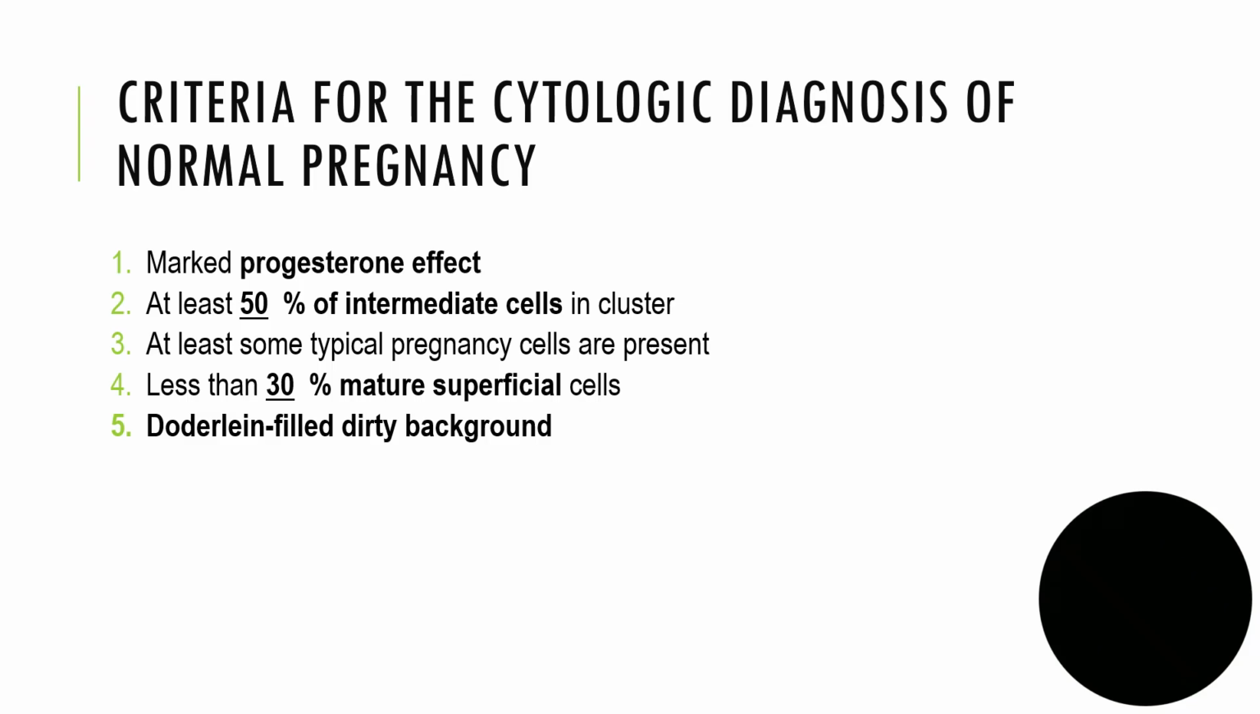Third, at least some typical pregnancy cells must be present, the round cells with central glycogen accumulation and eccentric nuclei that we discussed earlier. Fourth, less than 30% of mature superficial cells, because high progesterone suppresses full maturation. Fifth, a Doderlein field dirty background. The smear background should show numerous lactobacilli and cellular debris, reflecting the high glycogen content of the vaginal epithelium in pregnancy.